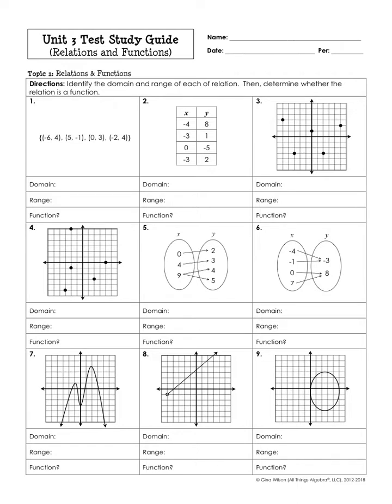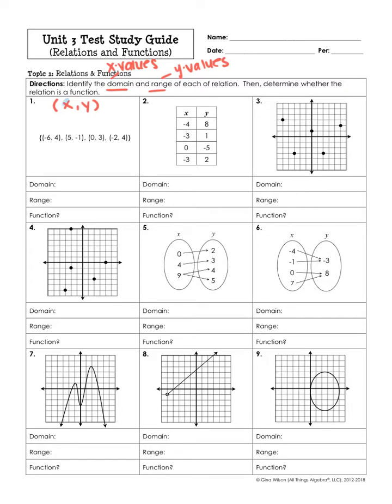function. So the first thing we have to remember is that the domain are the x values. This is our input, and the range are our y values, our y coordinate. We refer to that as our output. So on question number 1, they give us a set of ordered pairs. It says (-6, 4), (5, -1), (0, 3), and (-2, 4). So remember, in a set of coordinates, it goes x and then y.